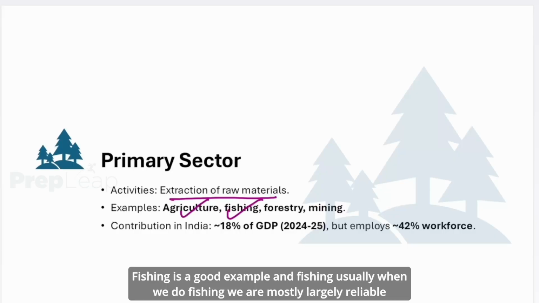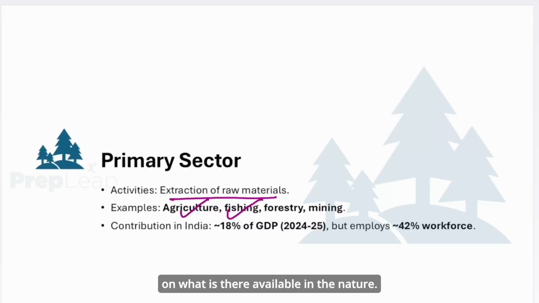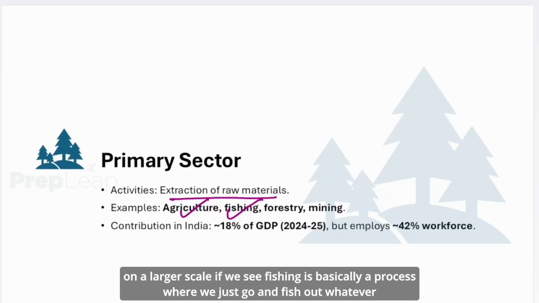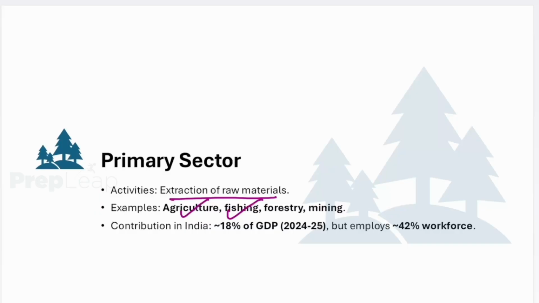In fishing, usually when we do fishing, we are mostly reliant on what is available in nature. Yes, there is fish breeding that happens. There are fish farms that are set up. But on a larger scale, if we see, fishing is basically a process where we just go and fish out whatever is available in nature.